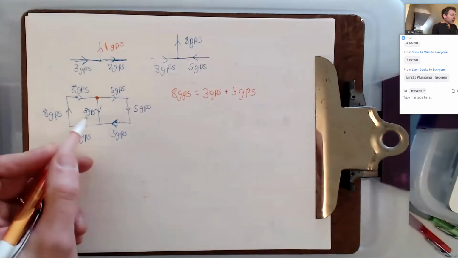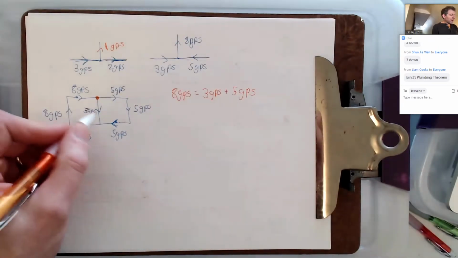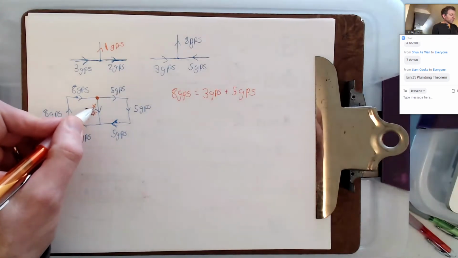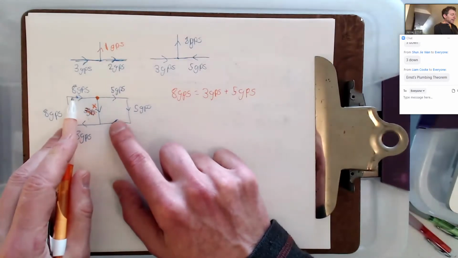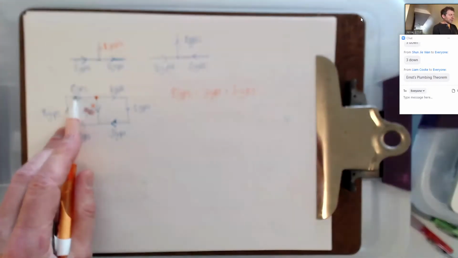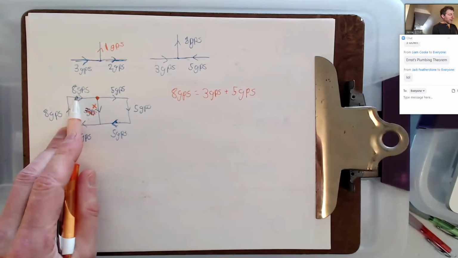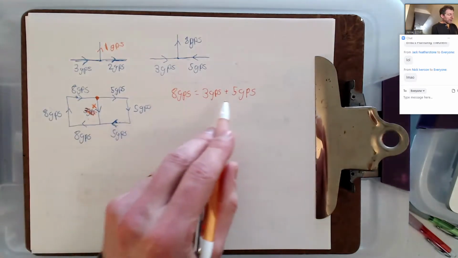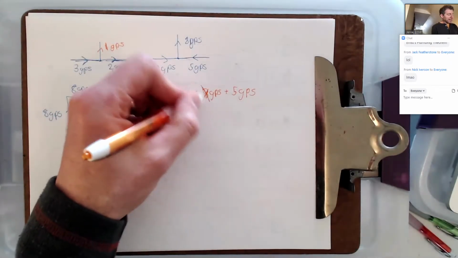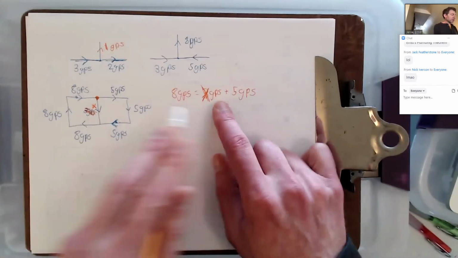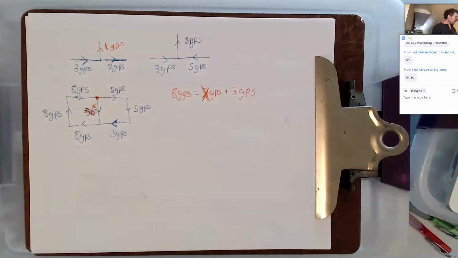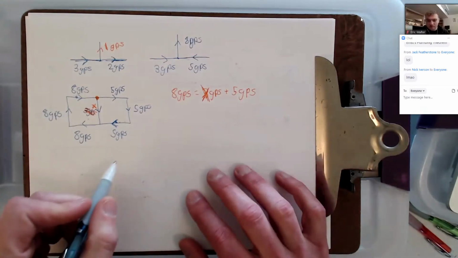So if you didn't know that value and you just set it equal to some x, then sure, you would say the total flow in is 8 gallons per second. And the total flow out would be 5 gallons per second plus x gallons per second. And then you would solve for x and you say, oh, it's 3 pointing down. Now there's a little bit of subtlety to that.